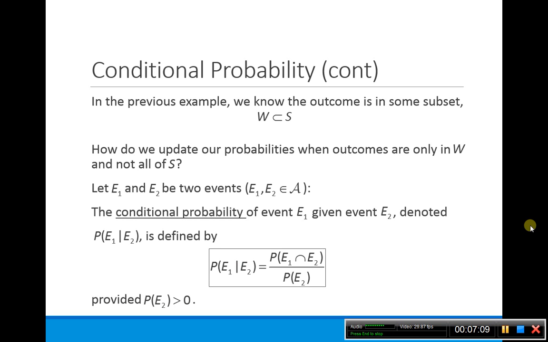Okay, so let E1 and E2 be two events. Then we can define the conditional probability of an event E1 given event E2. The way that you denote this is the probability of E1 given, this line stands for given, E2. The formula for this is the probability of the intersection of E1 and E2 divided by the probability of E2, provided that this probability is positive.